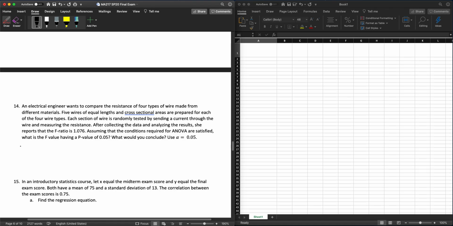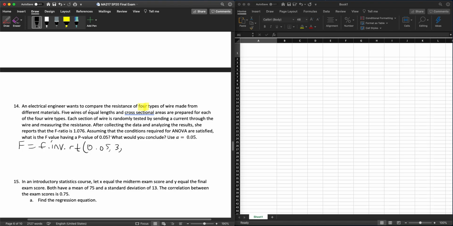So for this, we need to find the F test statistic. We could do so using F.INV.RT of the p-value 0.05. The first degree of freedom: we are told that there are four different wire types. So 4 is the number of groups that we have. The first degree of freedom is 1 less than that, so 3.